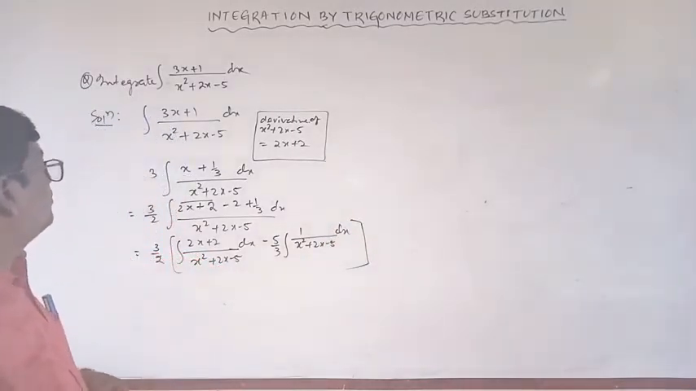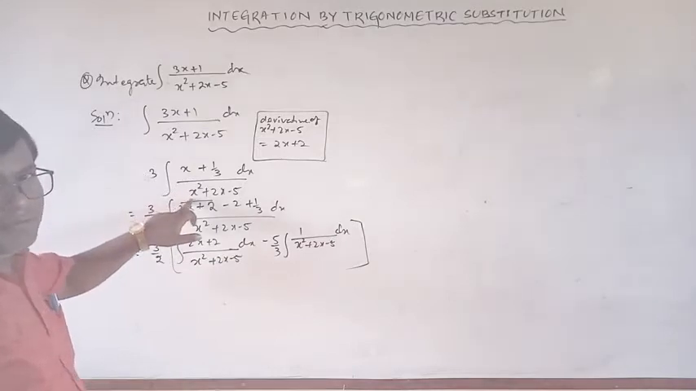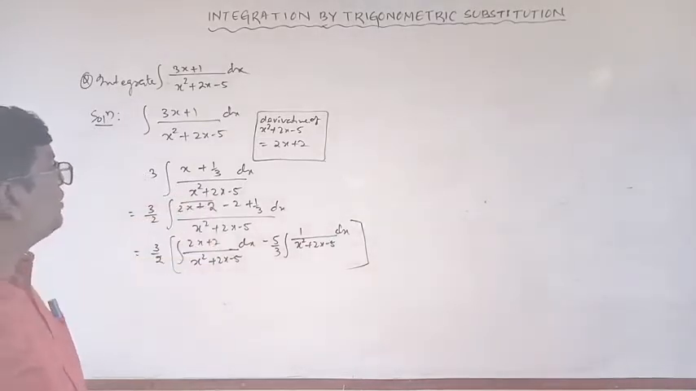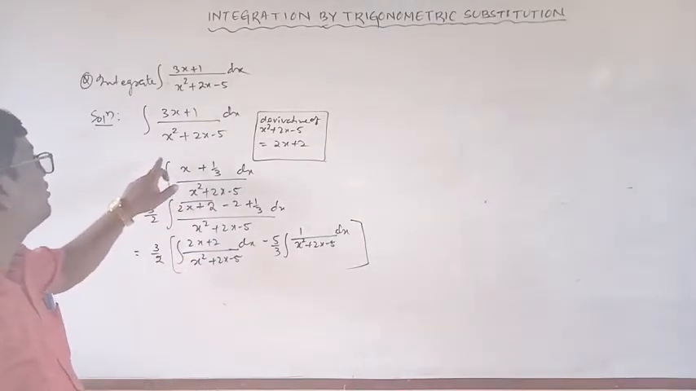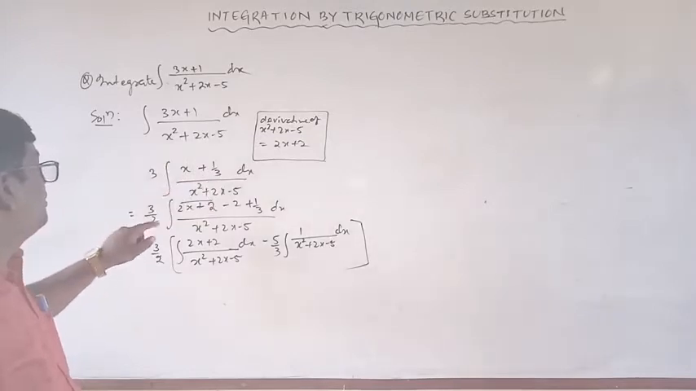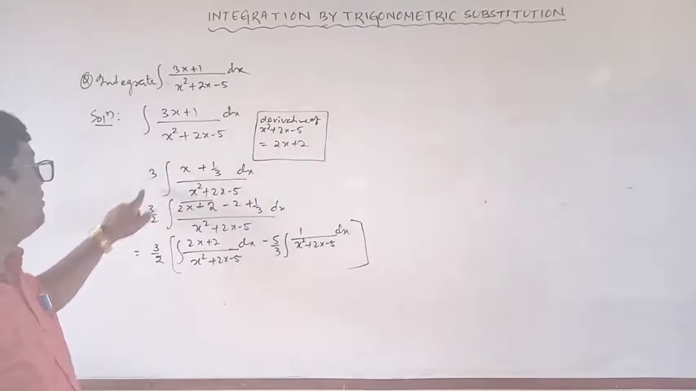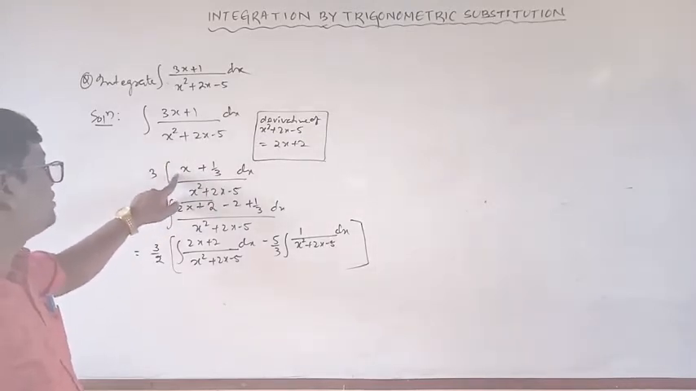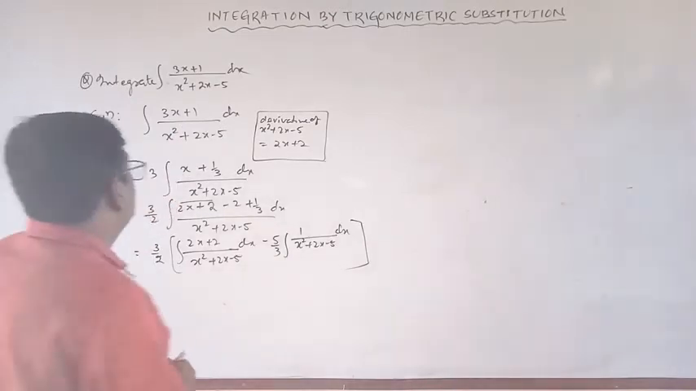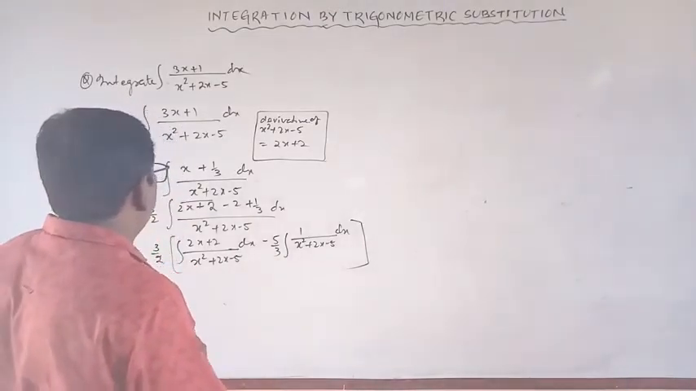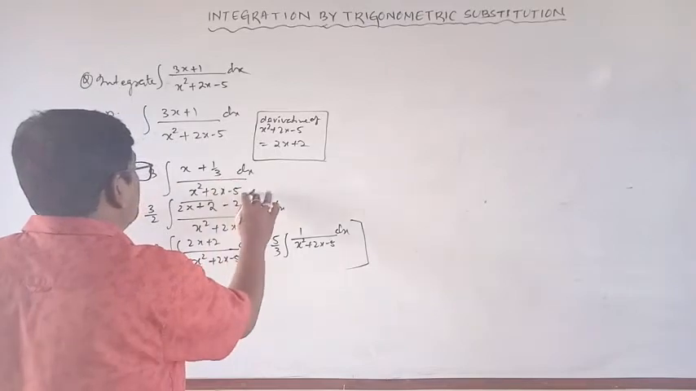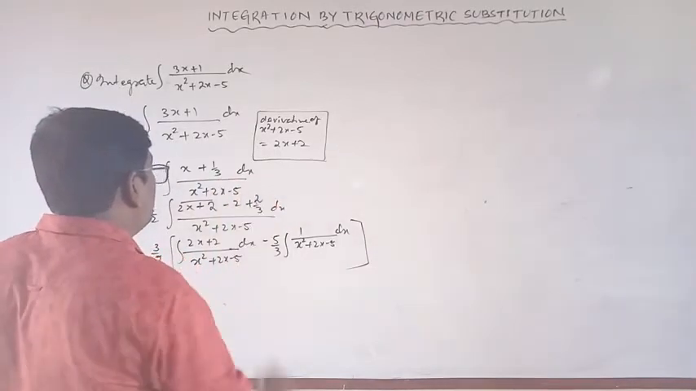First we have to adjust the derivative of x square plus 2x minus 5. But in 3x present, take common 3. This is 1 by 3, and multiply by 2, divide by 2. So this is 2x plus 2, and this will be 2 by 3.